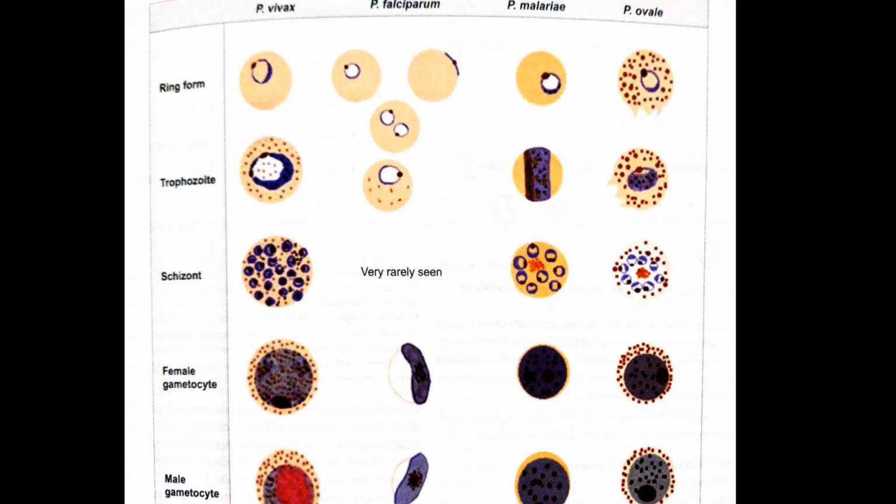While in Plasmodium malariae, it is similar to P. vivax, but in the schizont form, a daisy head pattern is seen, and 6 to 12 merozoites are seen, which are arranged in a daisy head pattern. Most commonly in India, we can find Plasmodium falciparum and Plasmodium vivax, and mixed infection. Mixed infection consists of both falciparum and vivax infection.